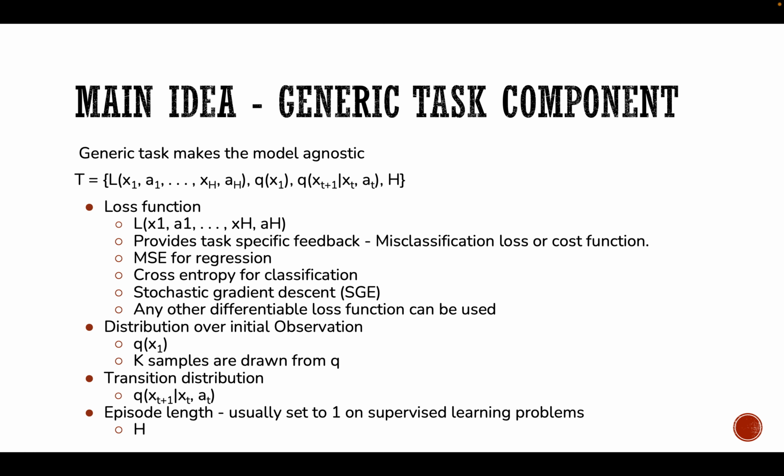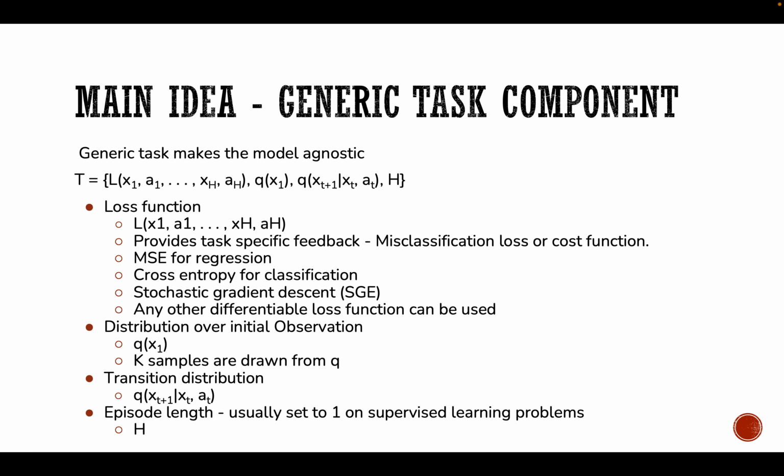Okay, so the main idea, basically what makes model-agnostic meta-learning generic to model learning problems is the way in which it receives the task. The task has four components, which comprise the loss function, distribution over initiation, initial observation, transition distribution, and episode length. The loss function depends on the type of problem because there are different algorithms.